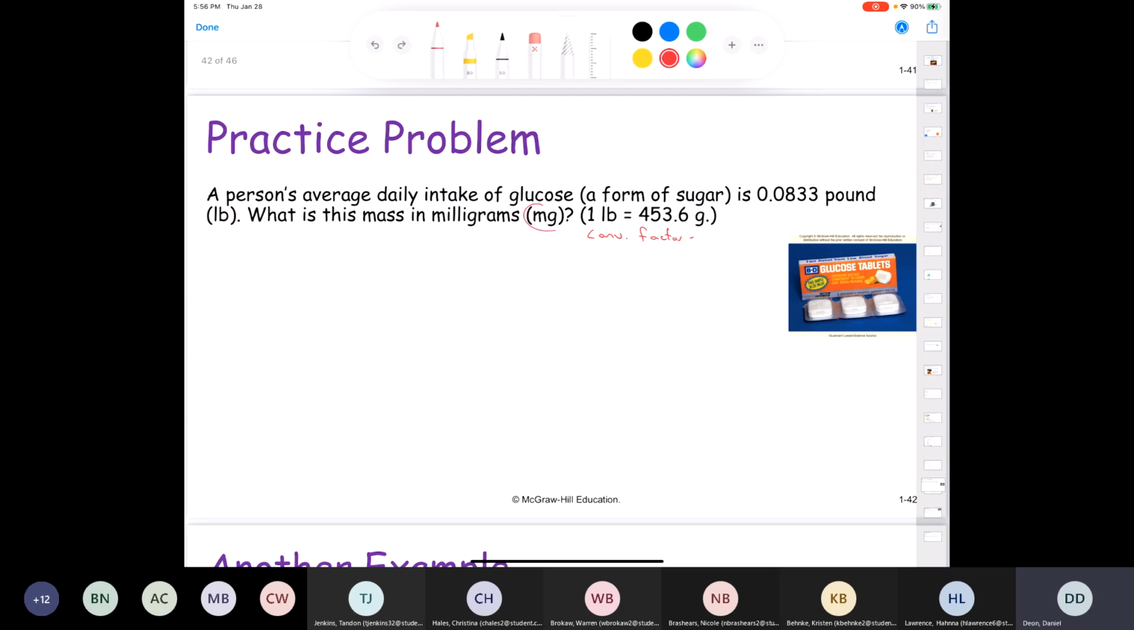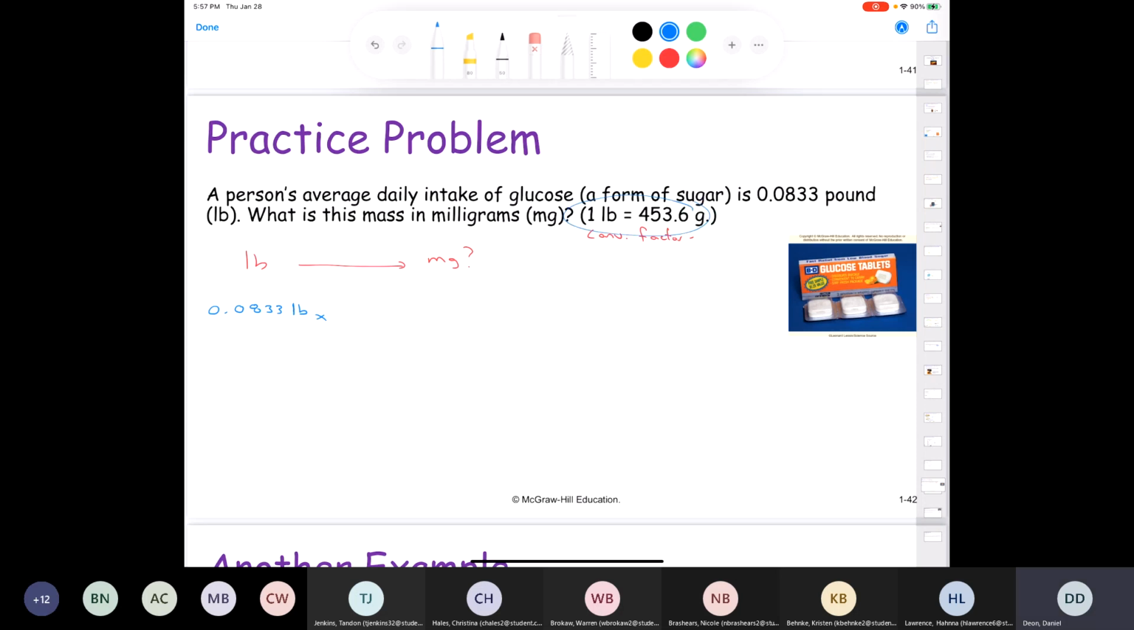Now, again, what we want to do is we want to cancel out the units of pounds and we want to end up with milligrams. That's our goal. You can even write it down. You can say, I want to get from pounds to milligrams. I want to get there somehow. Let's start by writing down what the heck we know. And we know that the amount of glucose that's consumed is 0.0833 pounds.